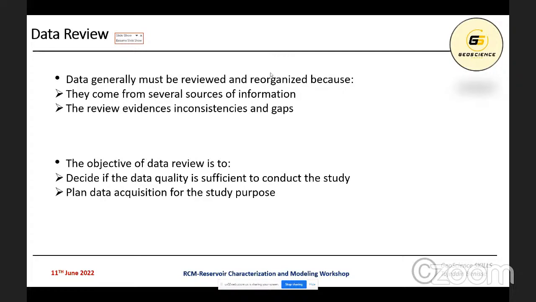Data generally, and most importantly, must be reviewed and quality controlled. Why? Because this is your job as a geomodeler. When you are a geomodeler, you need to take care of this point. It's very important. When you find irregularities in the data, you don't proceed with the modeling. You have to stop.